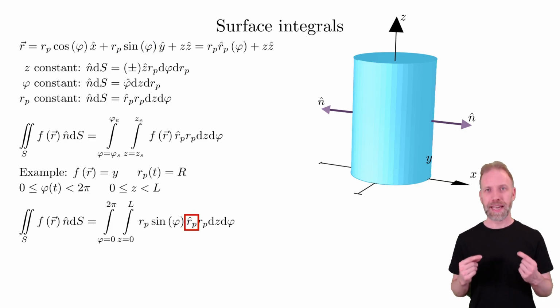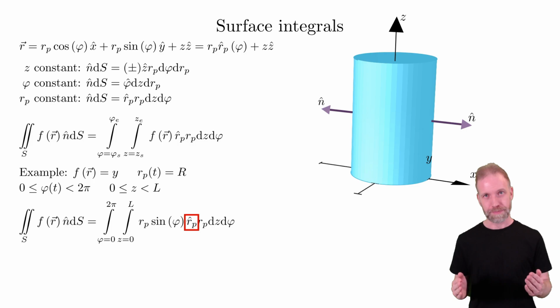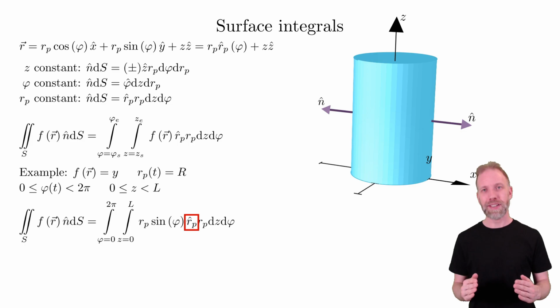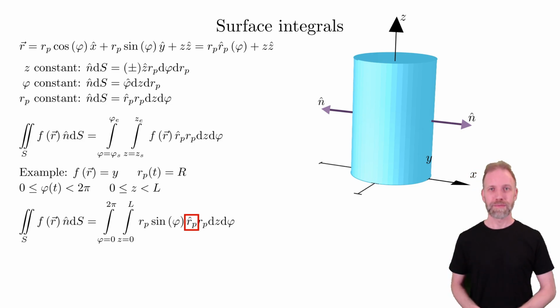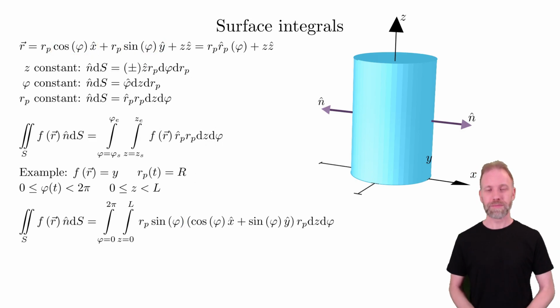We know that rp hat varies over the surface, hence we need to rewrite it in terms of x hat and y hat to include the phi dependence. This is very important to remember. If your unit vector varies over the surface, you must rewrite it in terms of unit vectors that are constant to solve this type of integrals. R hat is simply the x hat and y hat parts of R when we remove the length rp. Use that rp is R on the surface.